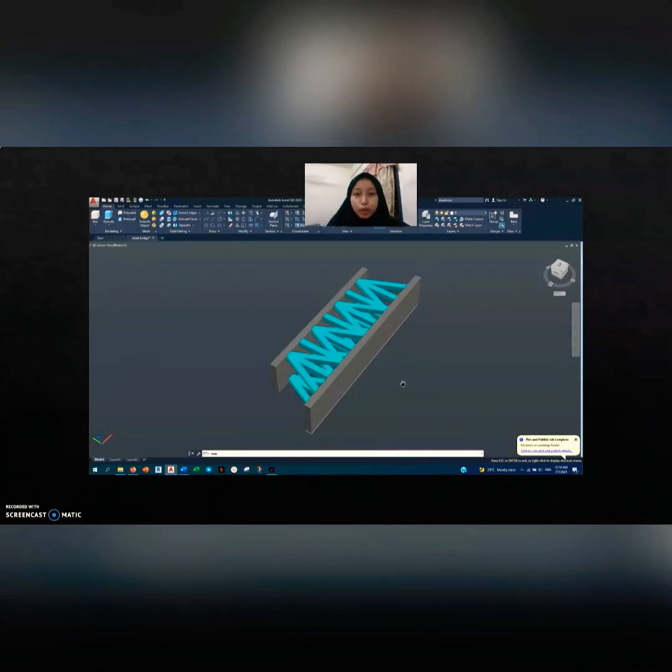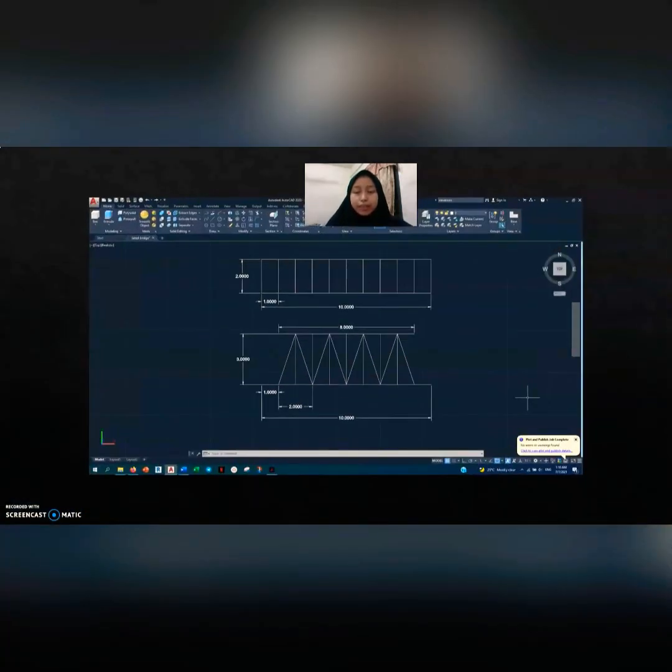Okay. So, for the elevations, the range between the lower chord is 2 meters. And between B to B is 1 meter. The length for the floor is 10 meters. 1 for the middle. For the top part is 8 meters, and the lower chord is length 10 meters.